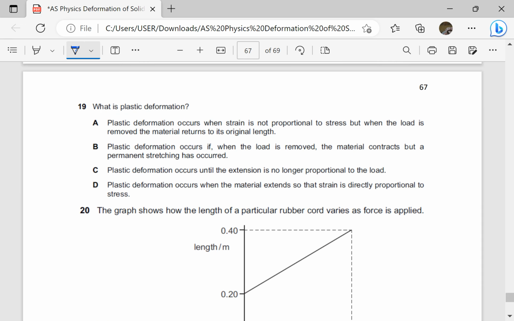What is plastic deformation? When a material undergoes plastic deformation, even if we remove the deforming force, the material does not return to its original length. Plastic deformation occurs if, when the load is removed, the material contracts, but a permanent stretching has occurred. So the answer is going to be B. The material retains some extension.